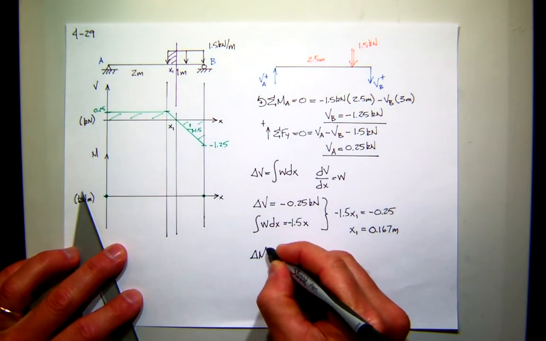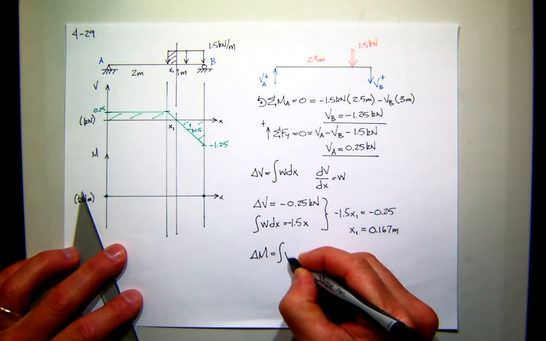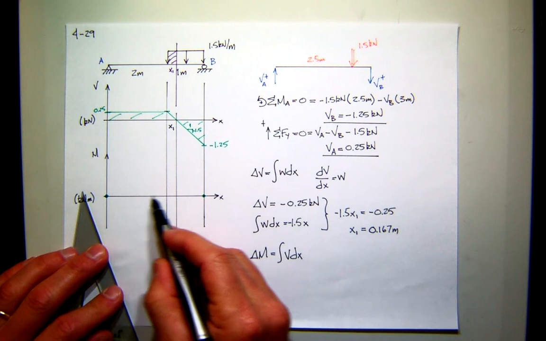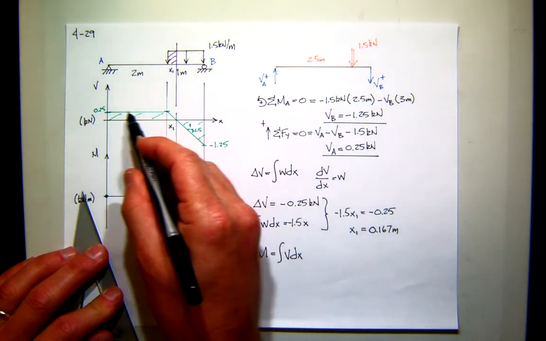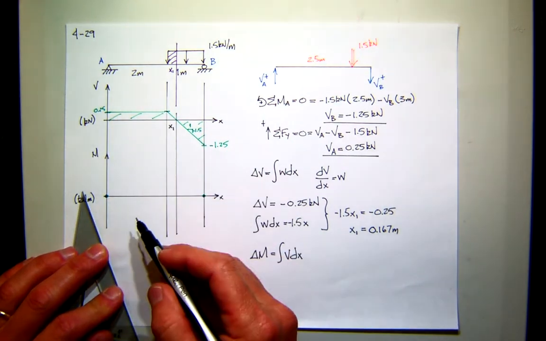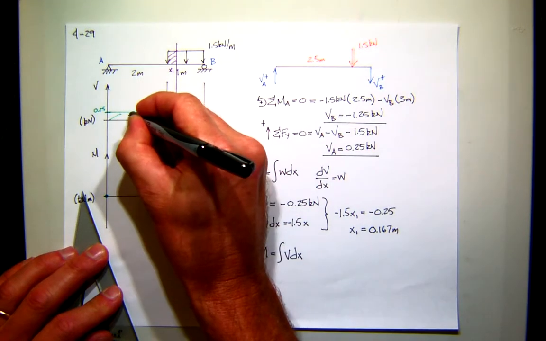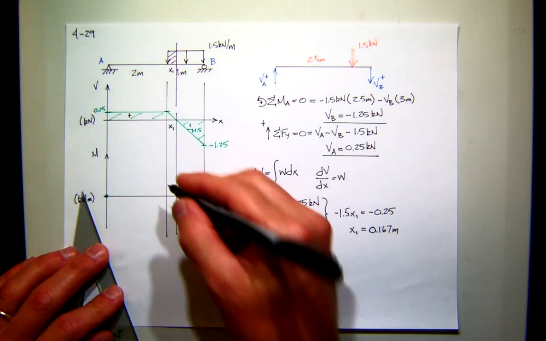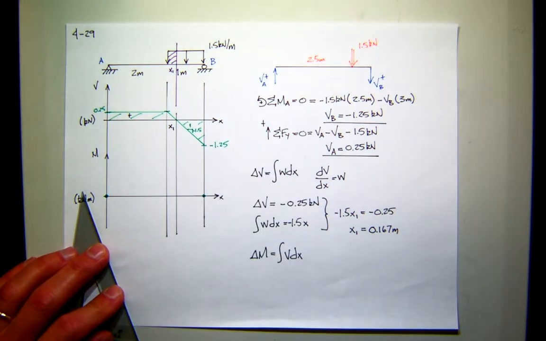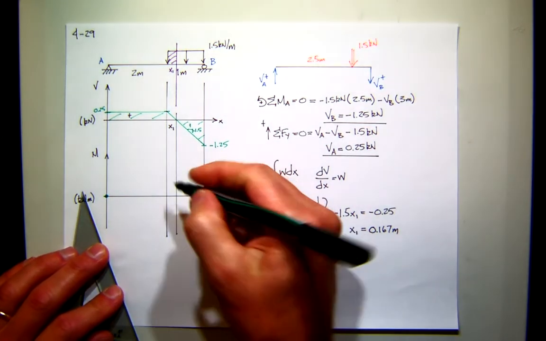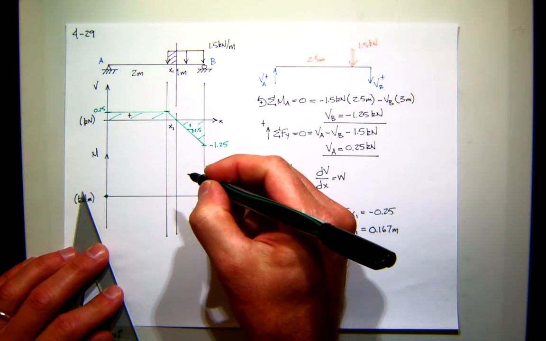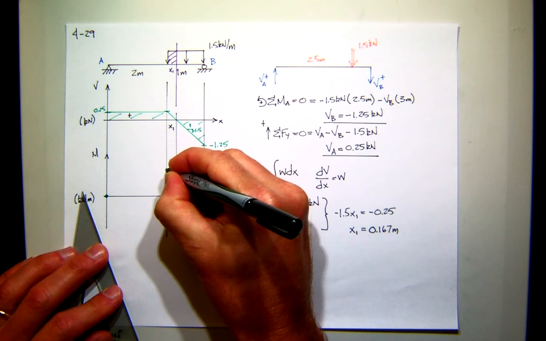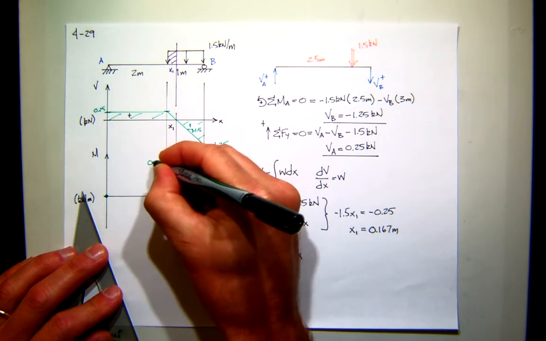I know that the change in moment between any 2 points is the area under the shear diagram. So I'm going to go from here to here, 2 meters. What's the area under my shear diagram over those first 2 meters? It's a positive area. 0.25 times 2 is 0.5, right? So that means I'm going to go to 0.5. So this will be 0.5.